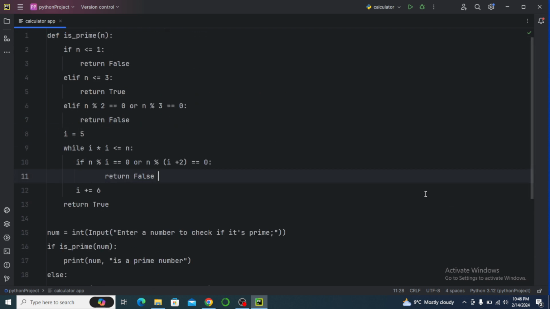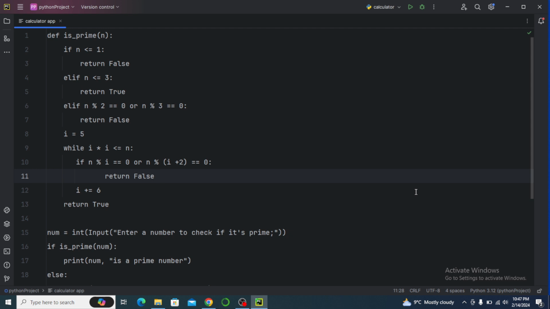After we have completed the code, what we basically did there is very simple. We set some rules that will help us determine if the number is prime or not. So firstly, we said that if the number is less than or equal to 1, it's not a prime number, so the function should return false. We also said that if the number is 2 or 3, it's a prime number, so the function should return true. We also said that if the number is divisible by 2 or 3, it's not prime, so it should return false.